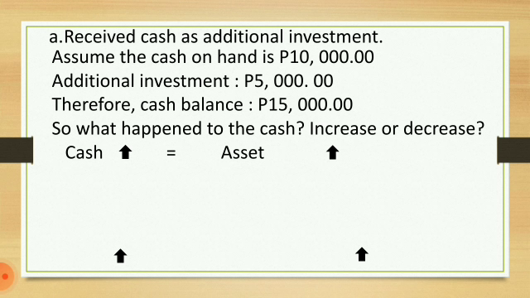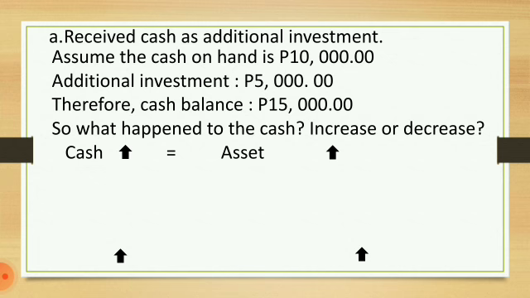Now to analyze that, your cash increased. Now cash is what element of major account? So cash is an element of asset. Therefore, your asset also increased. So that's the first element that is affected, or first account that is affected. Now, what is the second one?